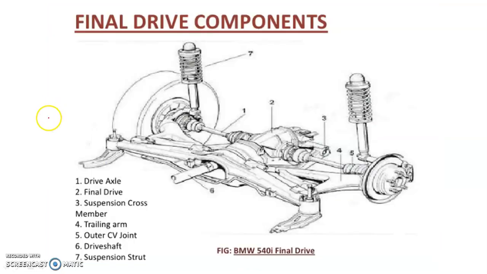So this is a figure which indicates the different parts or components of the final drive. Number 1 is the drive axle. Number 2 is the final drive. Number 3 is the suspension cross member. Number 4, you will see here the trailing arm. Number 5 is the outer CV joint. Number 6 is the drive shaft. And number 7 is the suspension strut. So these are some of the components of a final drive.